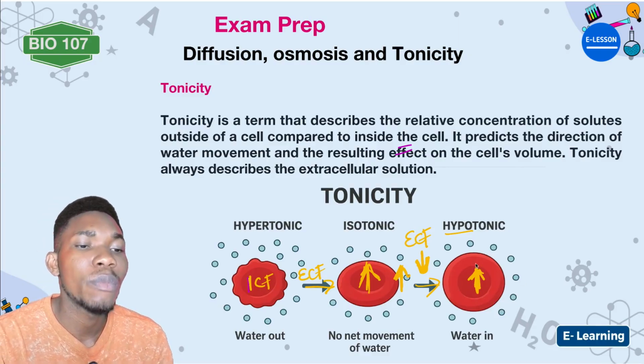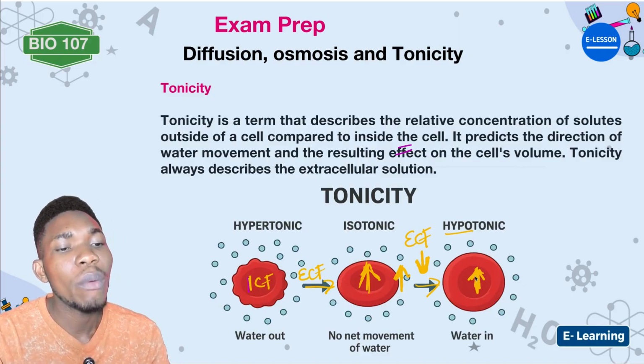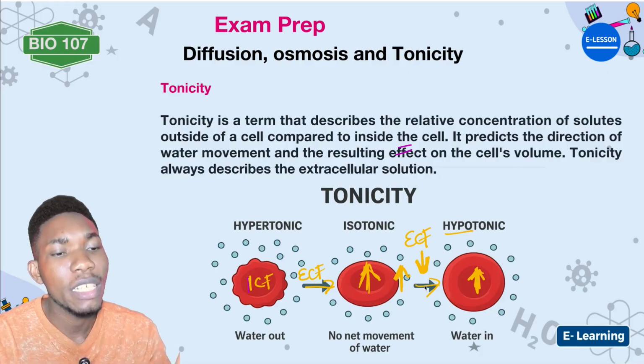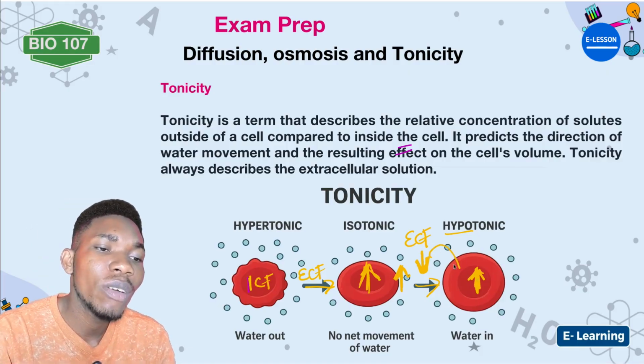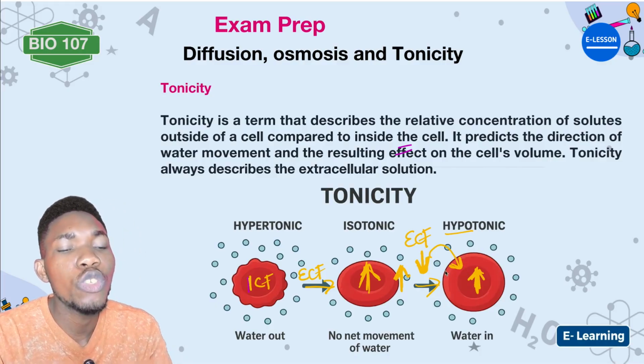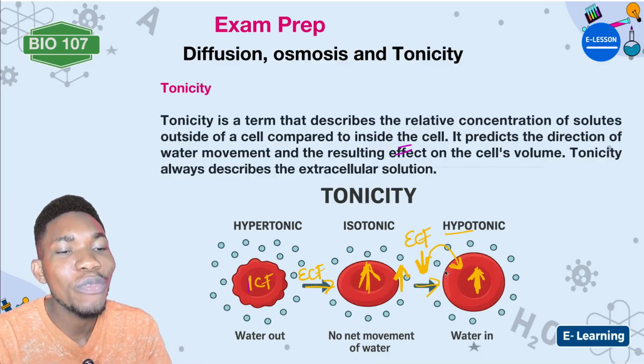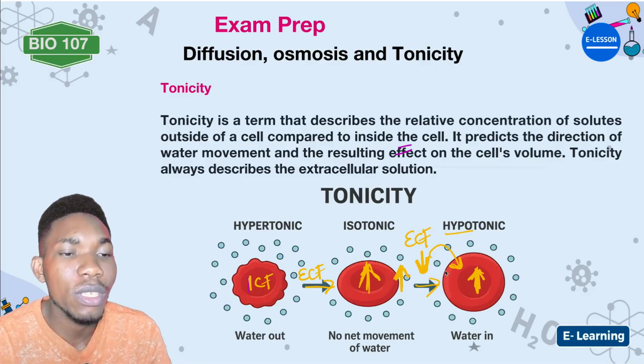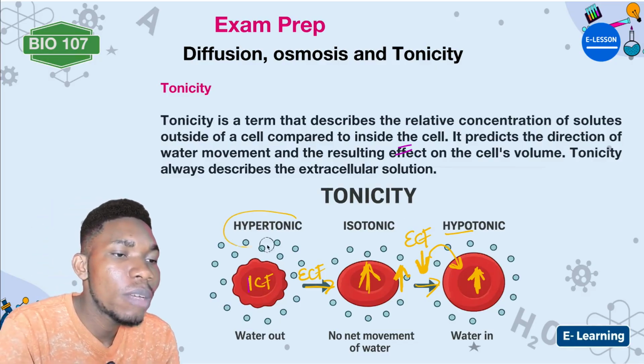It means inside has more. According to osmosis, water will flow from where there is low to where there is more. So water will flow inside of the cell. What do you think will happen if water flows inside of the cell? It will swell. And if it is too much, before you notice, what will happen? It will burst. So that is what tonicity is all about.